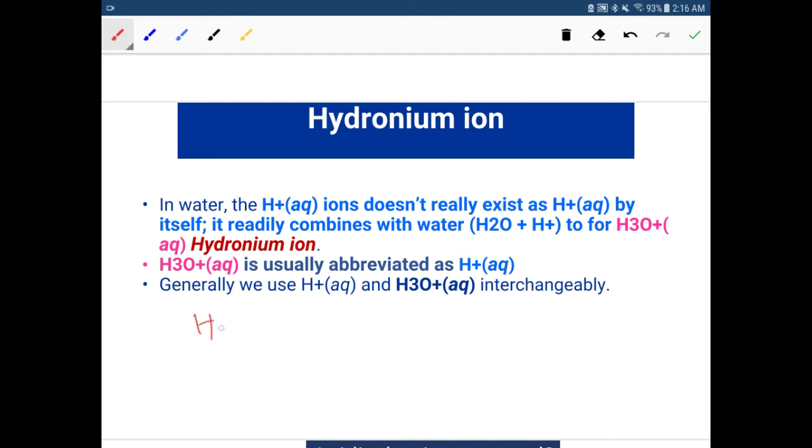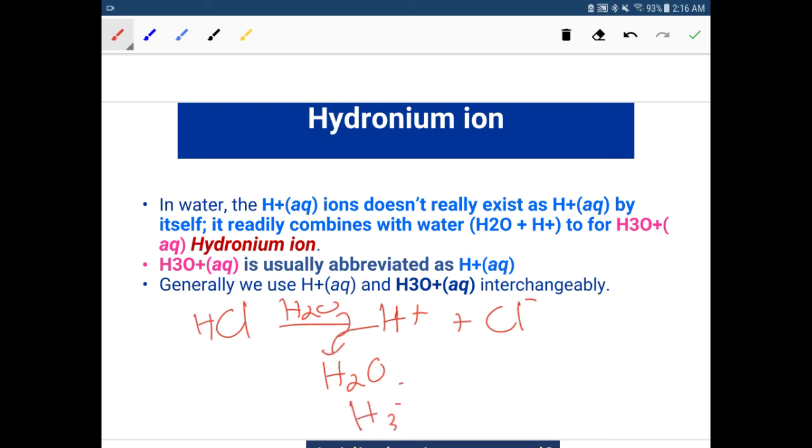So for example, HCl dissolved in water will produce H plus and Cl minus, but the H plus here is not going to stay as H plus. It will find a water molecule and react with it to produce H3O plus, or the hydronium ion, right?